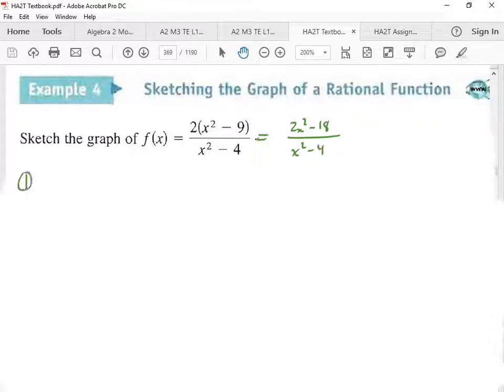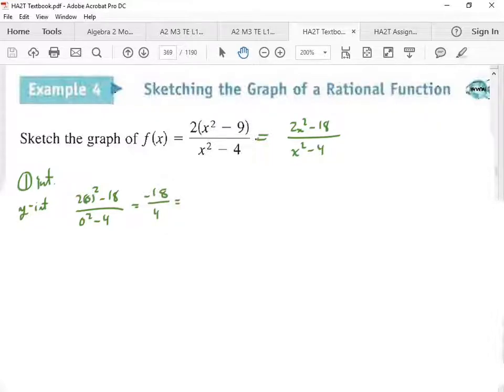Let's first find our intercepts, shall we? Let's find our y-intercept first because that is the absolute easiest intercept to find. All we gotta do is plug in 0 to all the x's. So I get that 18, and we got 0 squared minus 4. And so we get negative 18 divided by 4.